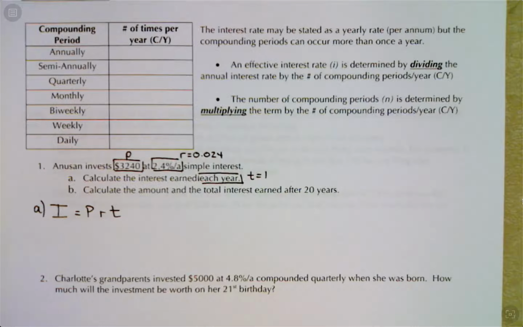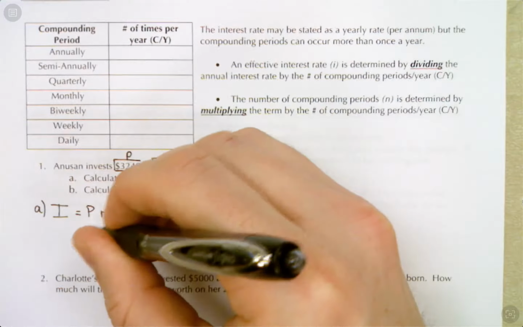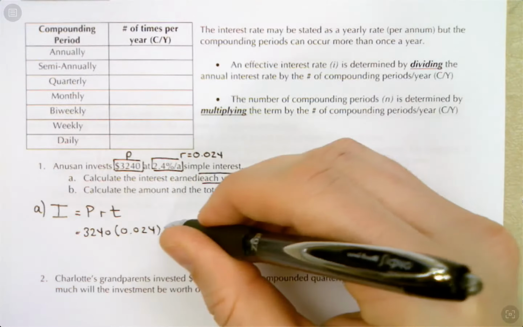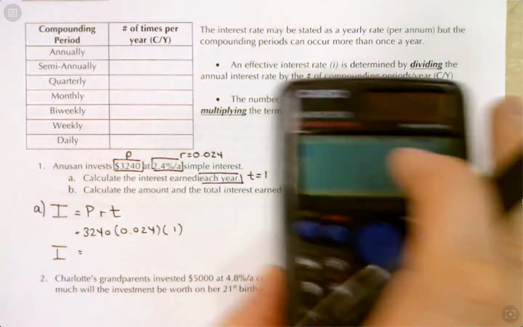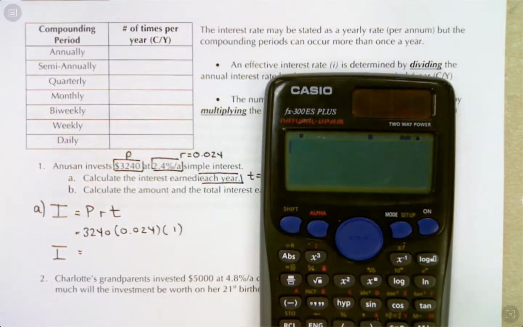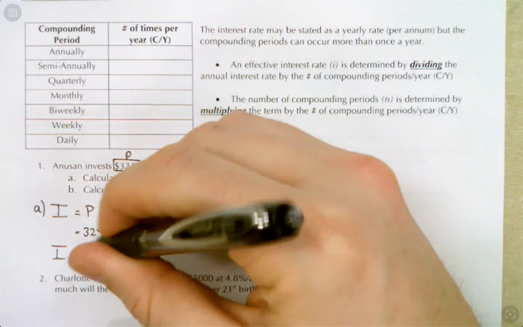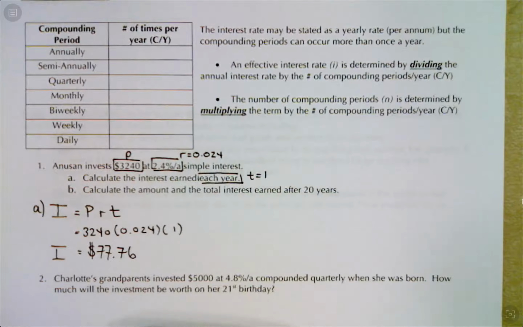So to do A, we get I equals PRT. P is 3,240. The interest rate is 0.024, and the time is 1. If we multiply those three things together, we get how much interest Nusian would earn every year. 3,240 times 0.024 equals, I didn't do times 1 because it's 1, and we get $77.76. So that's how much he earns each year.